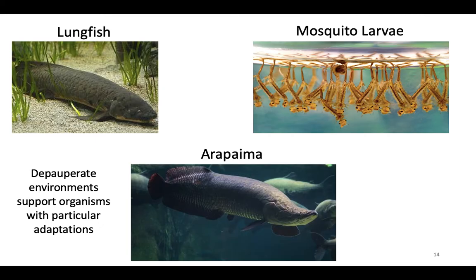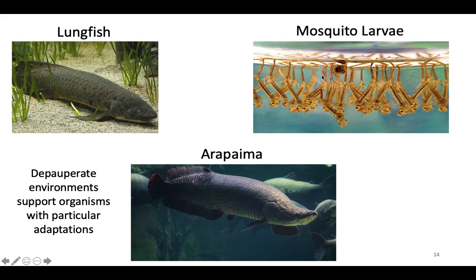And so because of these seasonal cycles that you have in bodies of water, depending on temperature and also on oxygen availability that fluctuate with the seasons, you also have organisms that have evolved really interesting adaptations to survive with really low oxygen and low temperature. A couple of examples are lungfish and arapaima.